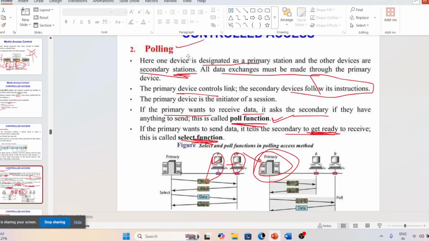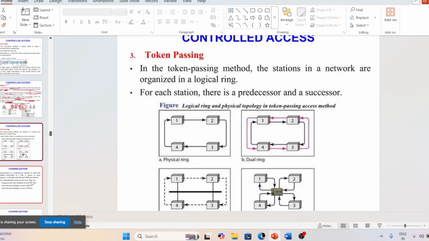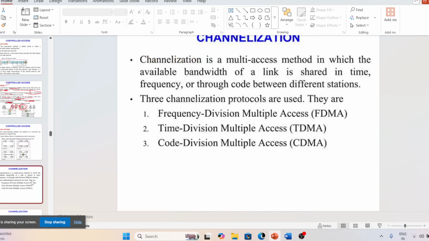First, what is the meaning of polling? We can say in controlled access we are using the polling, in that we are having the two methods, poll function and select function. What happens in poll function, in which we are going to ask, and in select we are going to say that you are going to receive data, so get ready. Then we are having the token pass. In a ring you can take the example. This is very easy peasy. Here whoever is having the token is going to transmit the data, and the token is going to pass to another device. That's it.